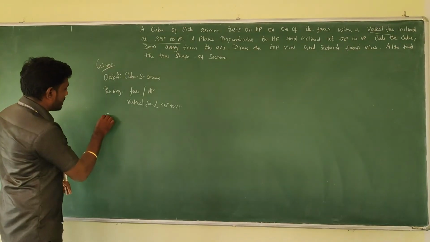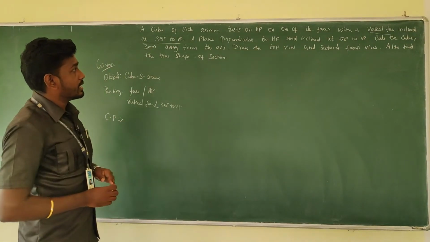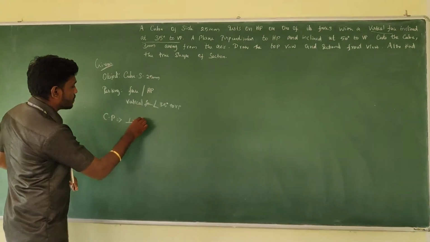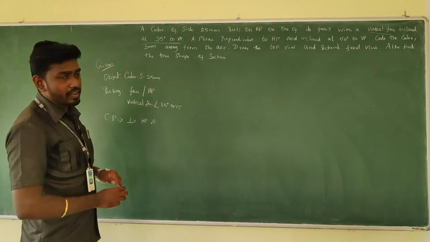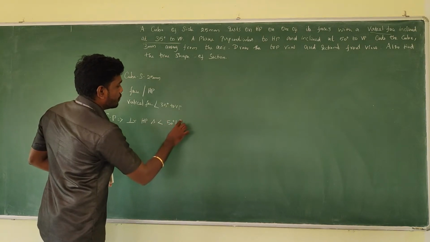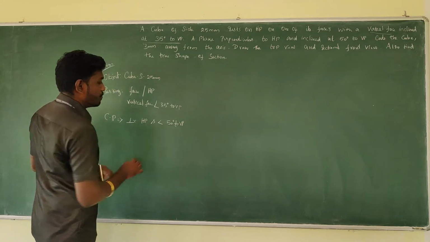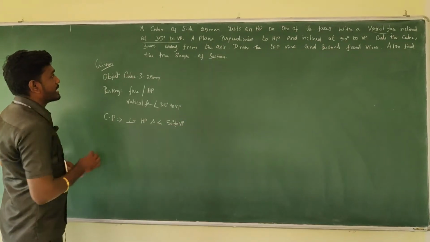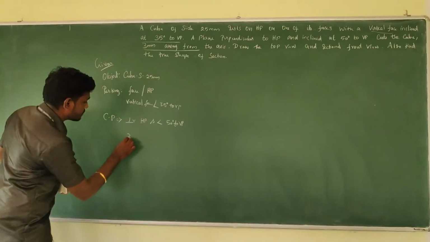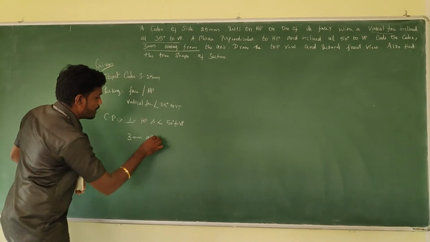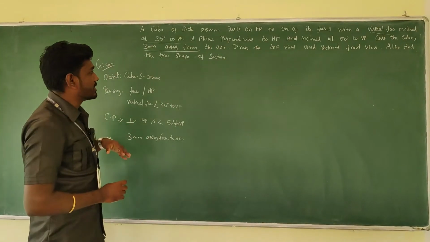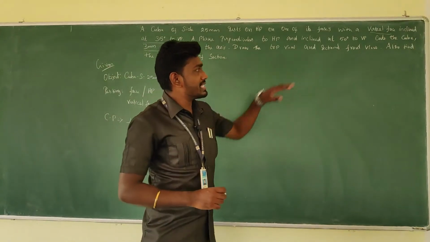And then the cutting plane, how is it being placed? The cutting plane is given as a plane perpendicular to HP. It is perpendicular to HP and inclined at 50 degrees to VP, and cuts the cube 3 mm away from the axis. It is notable, 3 mm away from the axis. So these are the things given in the question. Draw the top view and sectional front view.